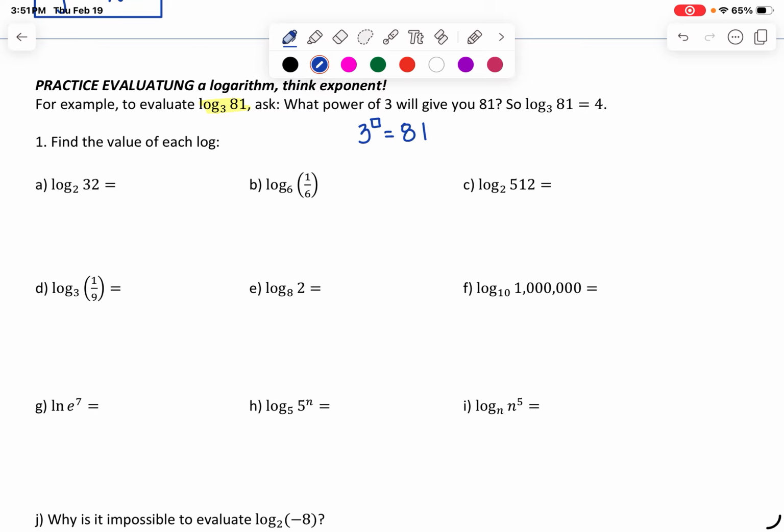And then you can write equals 4, right? Log base 3 of 81 equals 4. Some teachers write an x right here and then say x equals 4, but I don't like it because there was never an x in the problem, so you shouldn't have x equals 4.